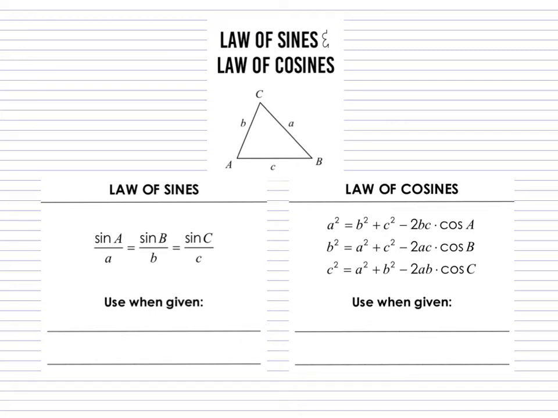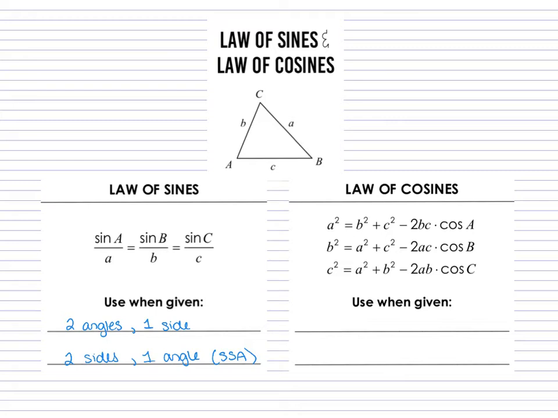We're going to use this specifically when we're given two angles and one side, or two sides and one angle, specifically in the SSA configuration, side-side-angle configuration. We have two sides next to each other, and the angle is outside of those two sides.